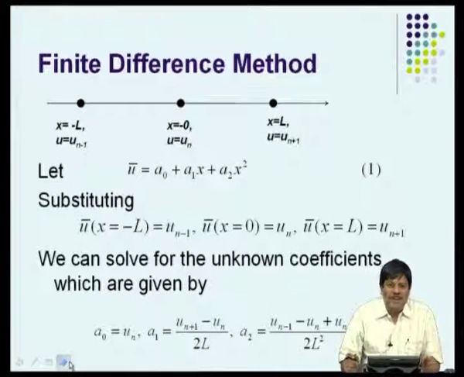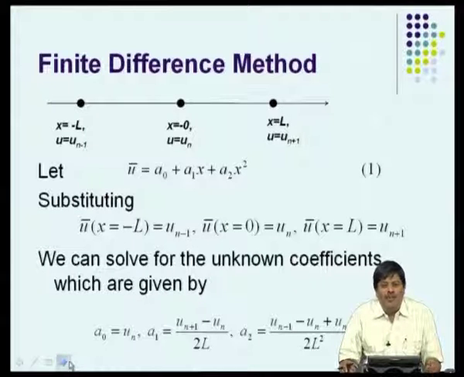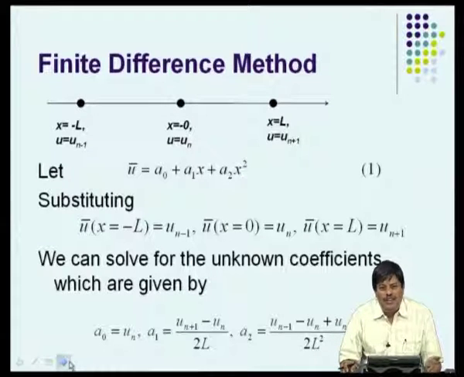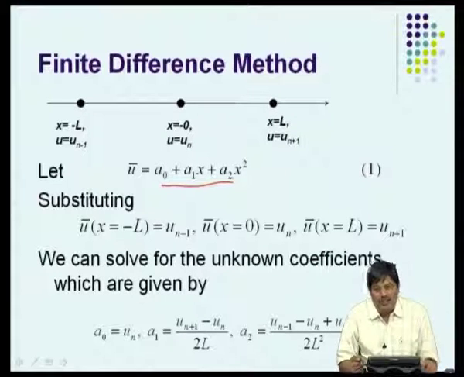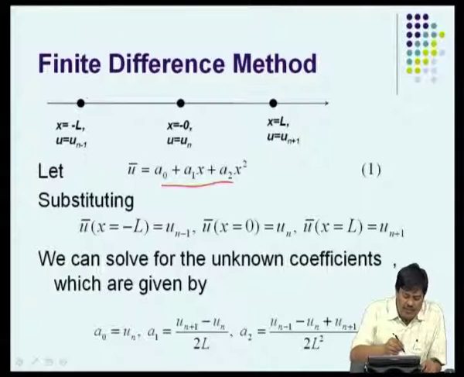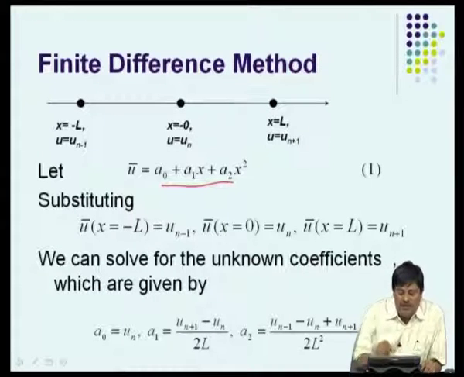So, let us see how we can construct the finite difference method, which is a very common method used for solving differential equations. The first thing that we need to choose is an approximation to the solution. So, we choose the approximation to the solution as given here. The question is why we are choosing quadratic. Because there are 3 points, n minus 1, n and n plus 1, which are located at minus L, 0 and plus L.